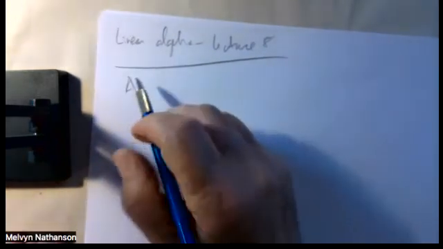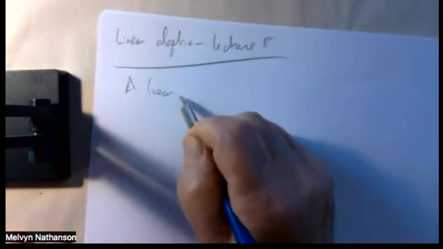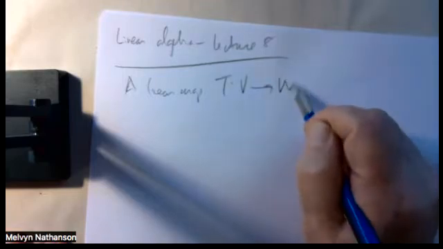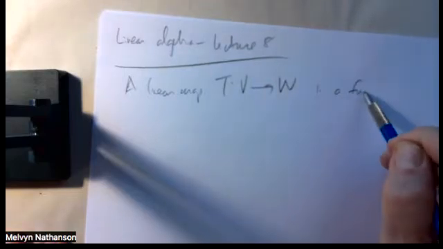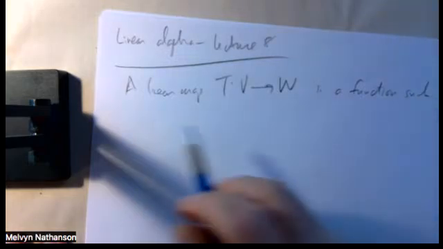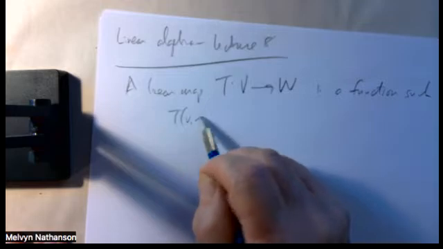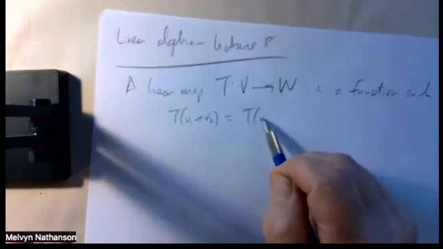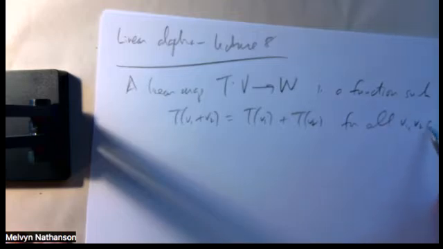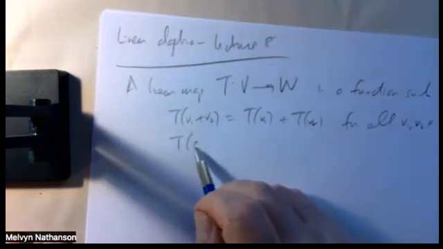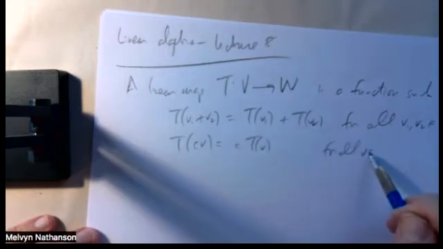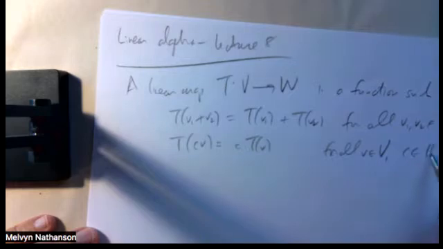So a linear map T from a vector space V to a vector space W is a function with the following two properties. T of V1 plus V2 is T of V1 plus T of V2 for all vectors V1, V2 in V. And T of c times V is c times T of V for all vectors V in the vector space V and c in the field.